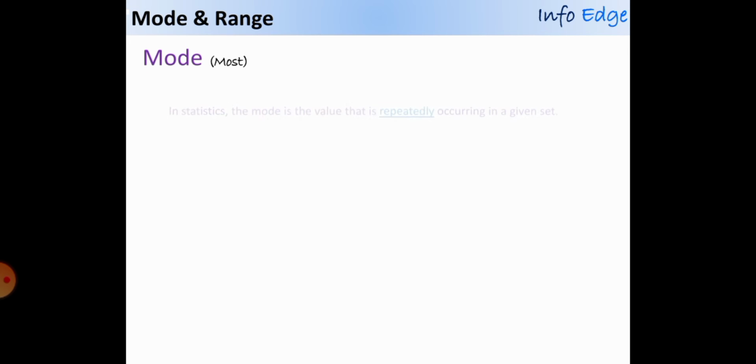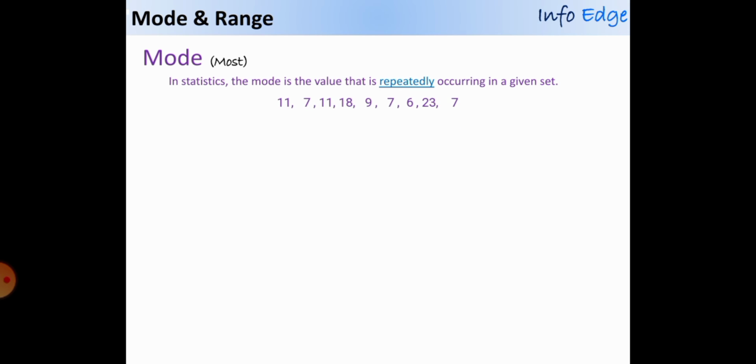Mode. In statistics, the mode is a value that repeatedly occurs in the given set. The same set of values you can replicate here. In this also we have to reorder the observed values from smallest to highest.